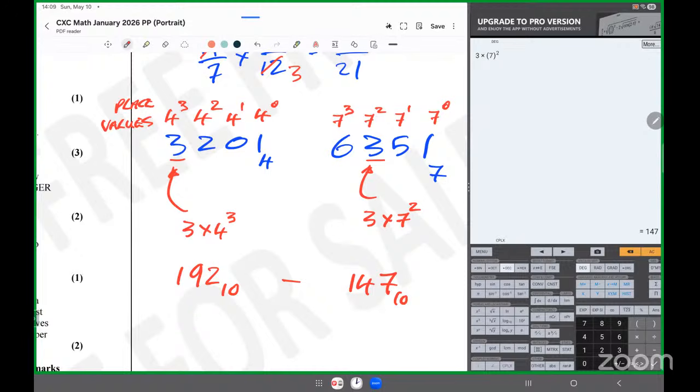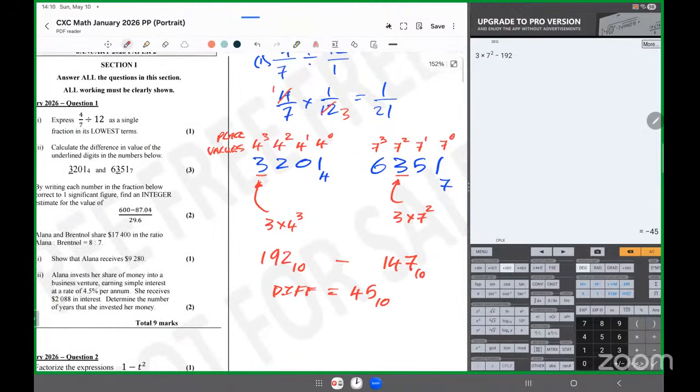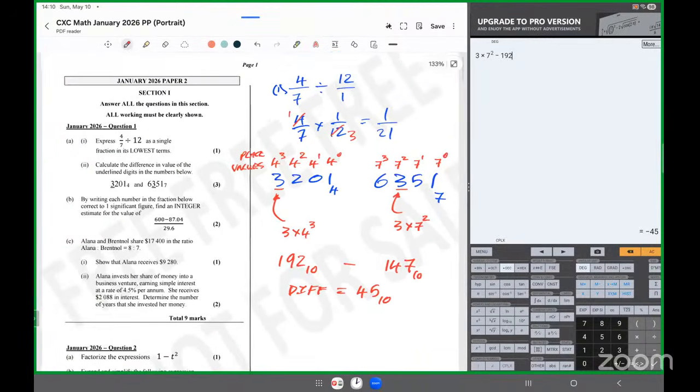So the difference is 192 minus 147. The difference is 45. So the answer is 45 to base 10. That's the answer for that one. 45 to base 10. That's what that question is. That's 45 to base 10.